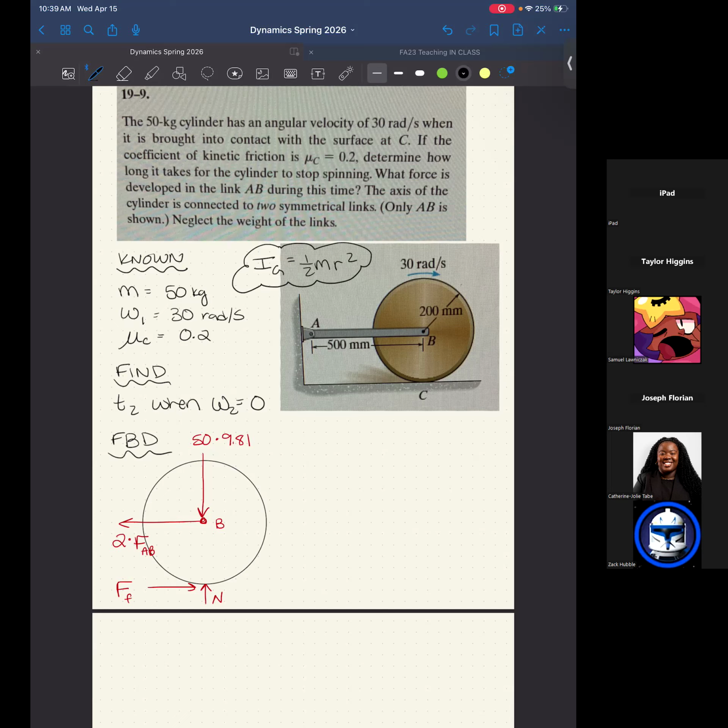Why did you write two F_AB? Yeah, because it's asking what is the force developed.